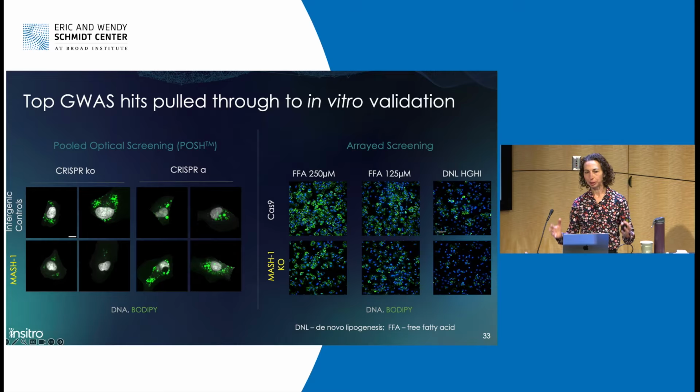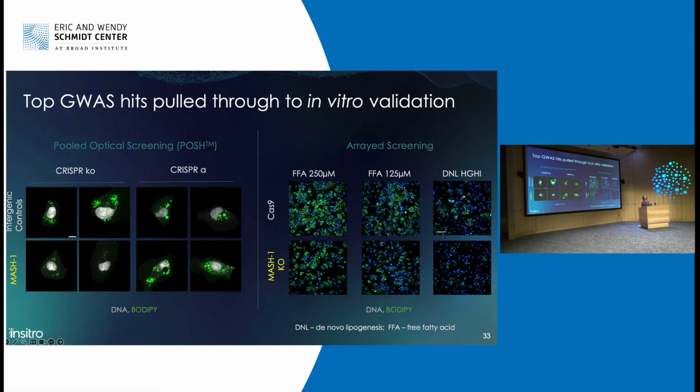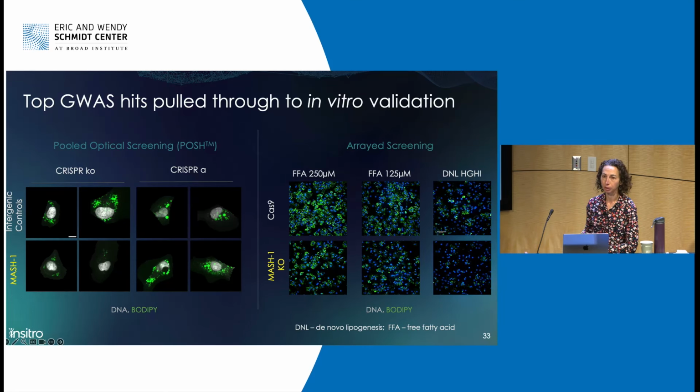Okay, well, after doing this and a bunch of other post-GWAS analyses, we take our remaining promising candidate targets and pass them to in vitro validation. We use both arrayed and pooled screens. I'll talk more about these capabilities in a little bit. But what we're showing here on the arrayed side is looking at primary hepatocytes under free fatty acid and de novo lipogenesis conditions. And we're taking one of our promising targets, referred to here as MASH1, and doing a MASH1 knockout. And what you see is reduced lipid droplet accumulation uniformly across these conditions.